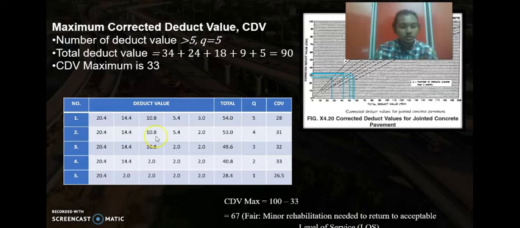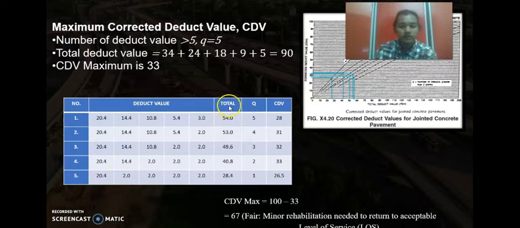Next, for the second row, if a deduct value is larger than 2, we must replace the deduct value with 2. So for the first row, we put the original deduct values. For the second row, we replace only one deduct value with 2, starting from the right. For the third row, we replace 2 deduct values with 2 if they are larger than 2, and so on until the 5th row, where 4 deduct values will be replaced by 2.